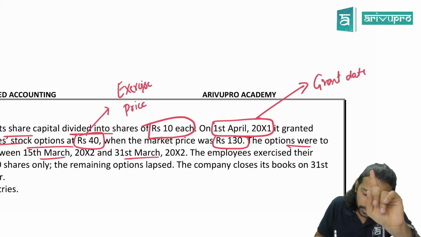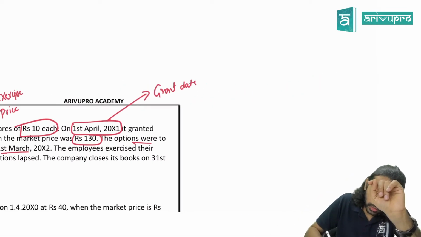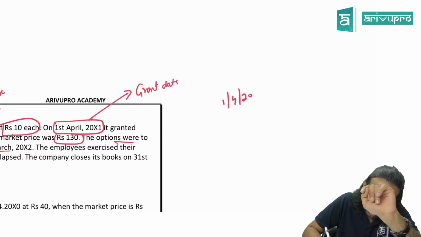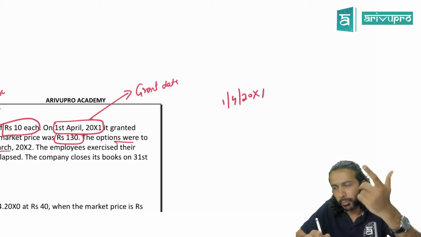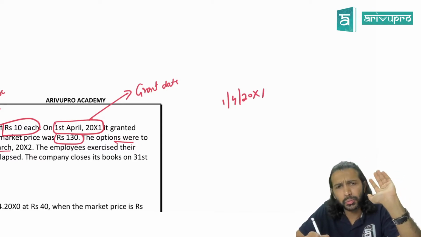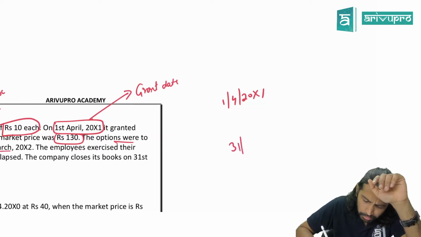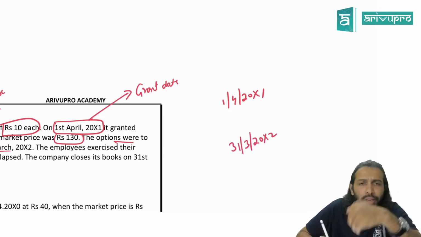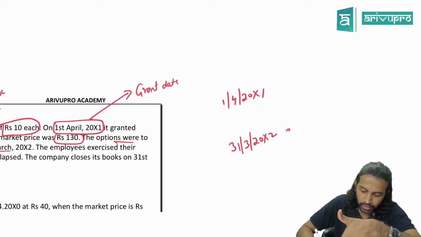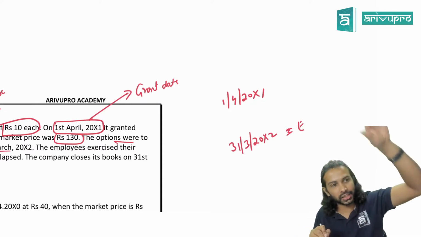So now, one moment. What is the grant date, sir? Grant date is 1st April 20x1. And employees bought all the shares. By when did they buy the shares? By 31st March 20x2 itself. This is the exercise period. Yes. That means vesting is much before that.